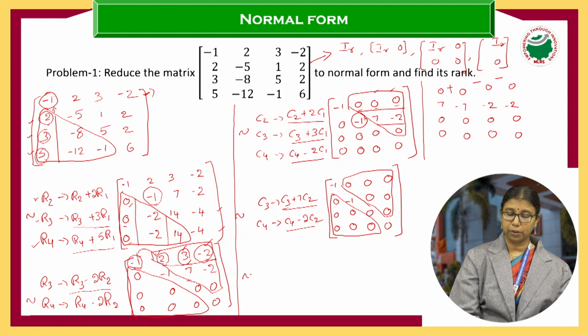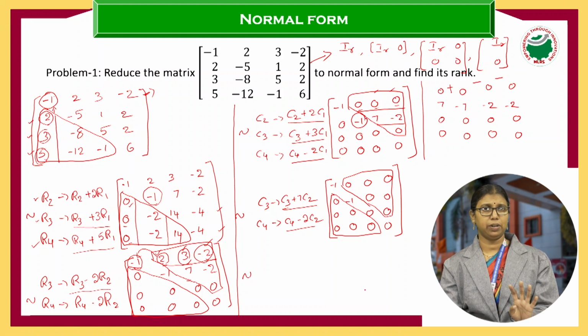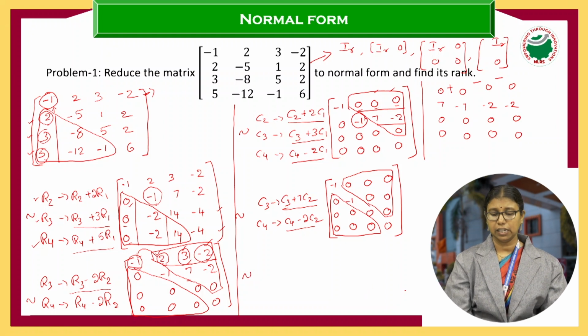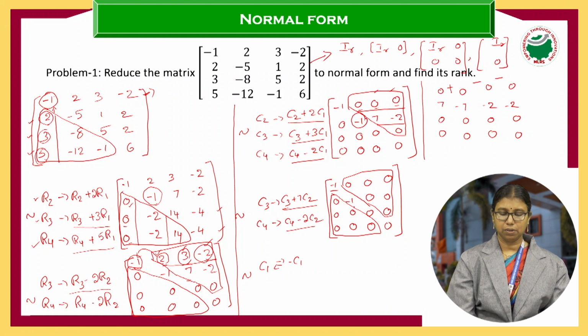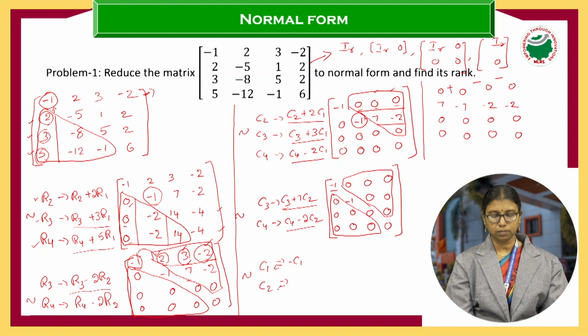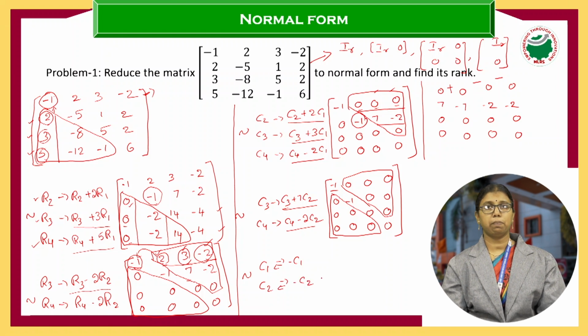So what is the column operation? Either you can choose column or row operation here. I'll go with column operation. Instead of minus 1, I need 1, which means you have to multiply the first column by a minus sign. So C1 gives rise to minus C1. Similarly for C2 also, C2 gives rise to minus C2.